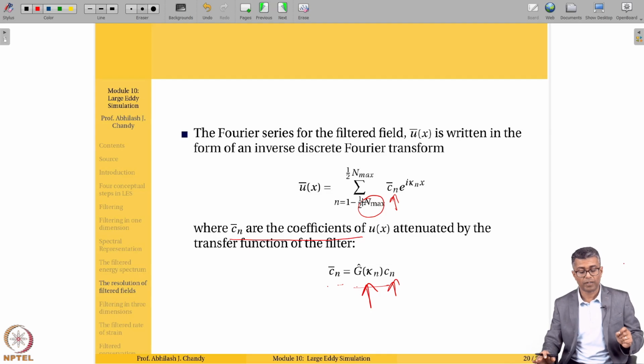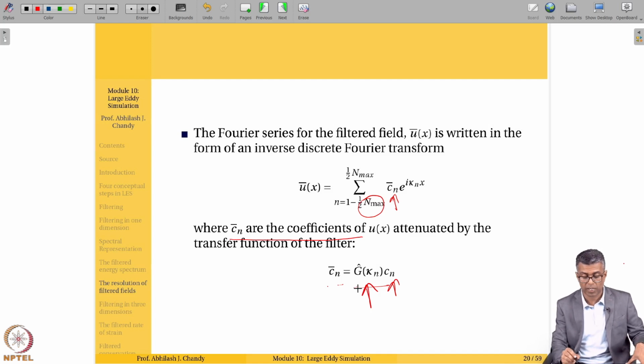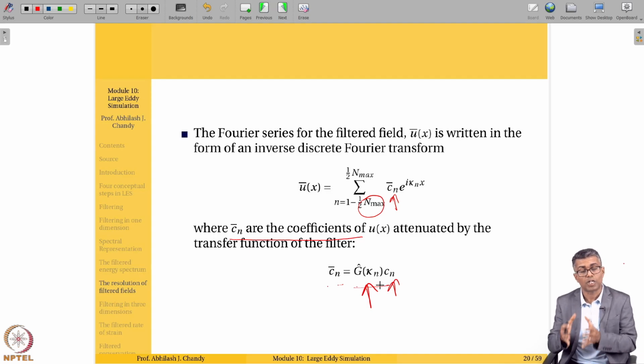Okay. However, the u bar, which is the filtered velocity field, corresponds to the filtered Fourier mode. And how do you obtain that filtered Fourier mode? By taking the transfer function g hat of kappa and multiplying it by the Fourier mode corresponding to the fully resolved velocity field. I hope you're understanding. So Cn bar is g hat of kappa multiplied by Cn. Now, what does g hat depend on? That depends on the kind of filter that you select. And that is what we are going to be discussing today.